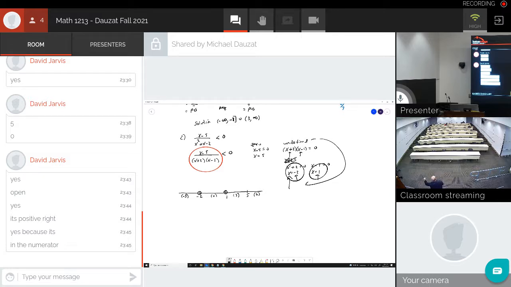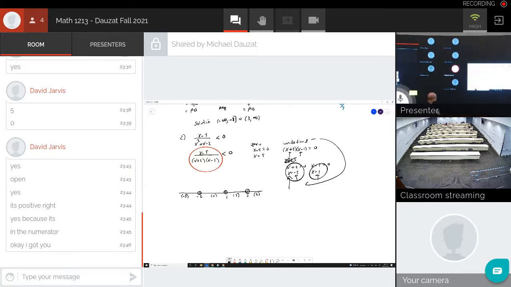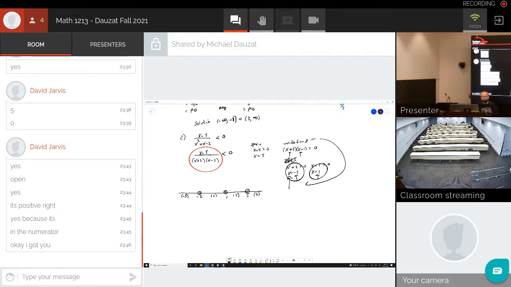George, what are you going to say, yes or no? Okay, George says no, David. Let's see why. 5 did come from the numerator, but George, why is 5 not a solution? Because there's no equal sign. There is no equal sign. All right, George, you're doing a very good job. So it's going to be an open circle. David says he's got you. Okay, I got you. All right. So they're all open circles.